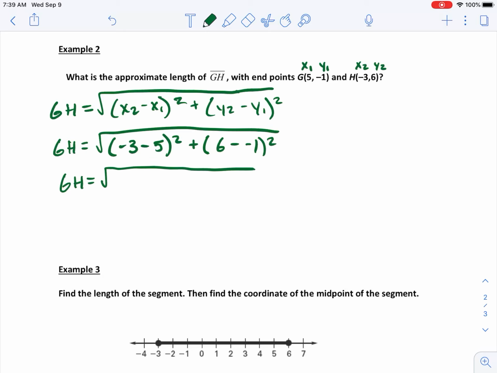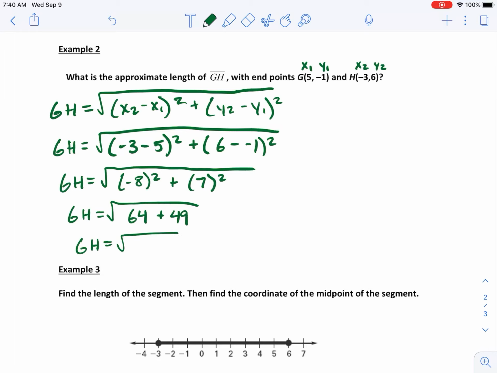All right, now that I have substituted values into my formula, it is all about just simplifying. So for that first one, first inside the parentheses, -3 minus 5 is -8 squared, plus 6 minus -1. So that's going to turn it into a positive. So 6 plus 1 is going to be 7. It took me a while. So 7 squared. And then I'm going to go ahead and square those things. So -8 squared is 64, and 7 squared is 49.